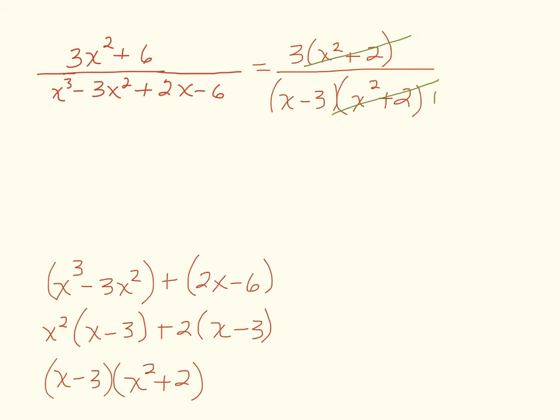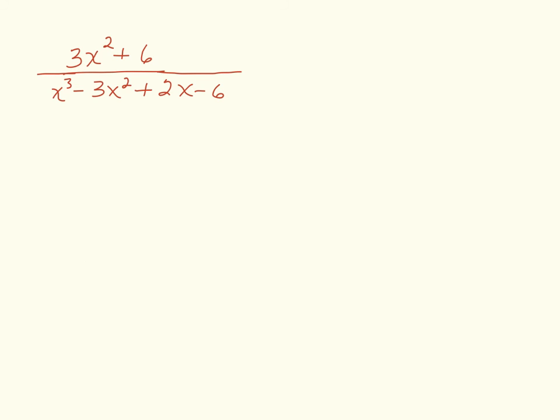They both become 1's. And it leaves you, the simplified form only has a 3 in the numerator and an x minus 3 in the denominator. Now, can the 3 in the denominator cancel with the 3 in the numerator? No, because x minus 3, they are married. Okay, so we've simplified that.